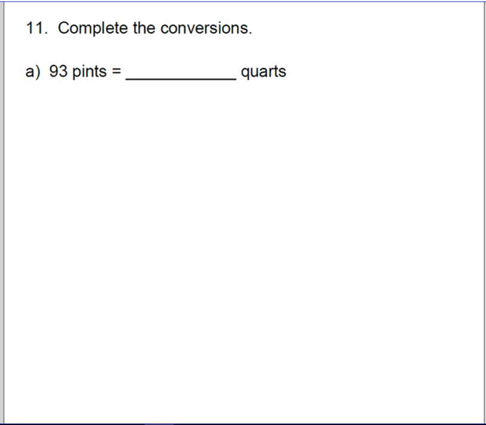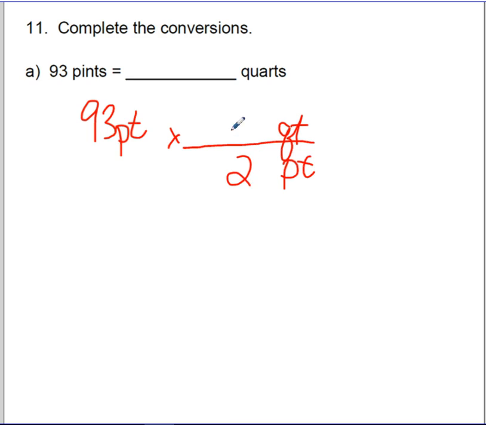We're going pints to quarts, so that's US to US, and we start with 93 pints. Again, we want to get rid of pints, so that's going to go in the denominator of our unit fraction. We want to keep quarts, so that will go on the top. And it is 2 pints per 1 quart, so we can see we have to divide to get that. And half of 93 would be 46.5.